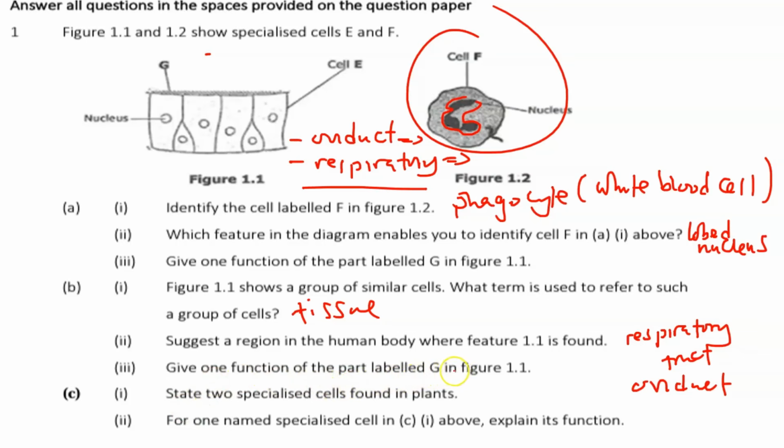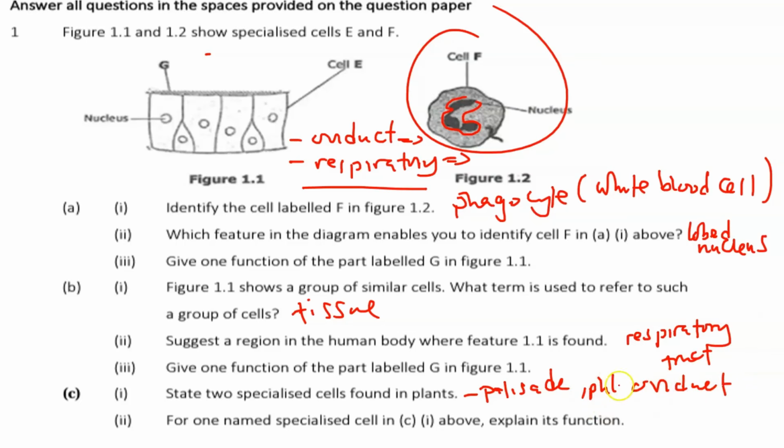Have we answered this question? It's more like a repetition. Give one function of the part labeled G in figure 4. Okay, so this one is more like a repetition. Okay, state 2 specialized cells found in plants. So in plants, you find the palisade cell as one of the specialized cells. Then you find the phloem cell as one of the specialized cells.